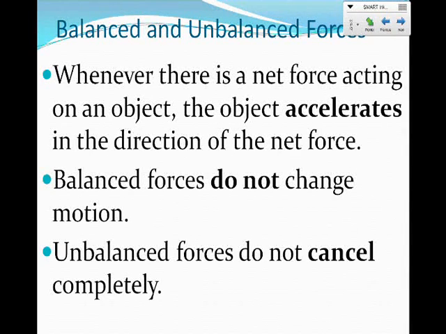Another way to think about this is tug of war. If you have a team that's stronger on one side of the tug of war rope, that means you have unbalanced forces. They're not going to cancel completely, and the rope is going to move in the direction of the stronger force.